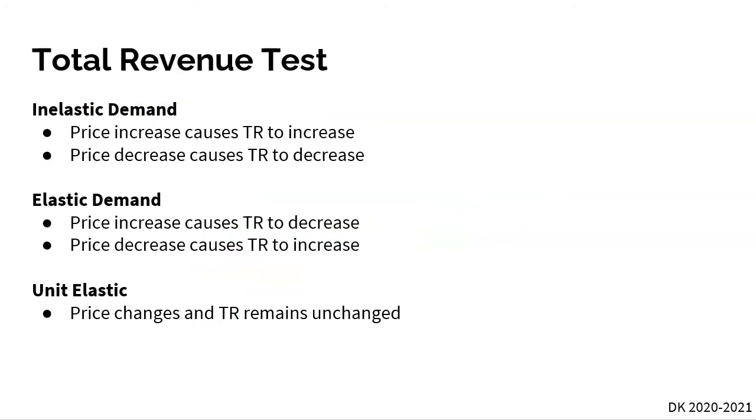So this is our total revenue test. If the price increases and our total revenue increases, you are inelastic. If our price decreases and our total revenue decreases, you are also inelastic. If our price increases and our total revenue decreases, you are elastic. If your price decreases and your total revenue increases, you are also elastic. And unit elastic is when price changes and total revenue remains unchanged. That is all the total revenue test is.